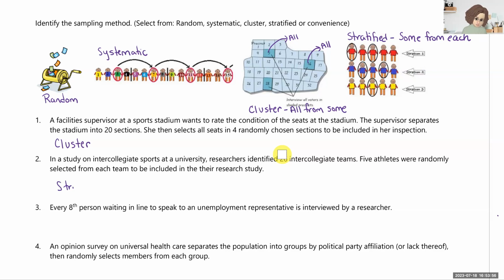Sorry, let's spell that correctly. One more try there. All right, stratified, lovely.